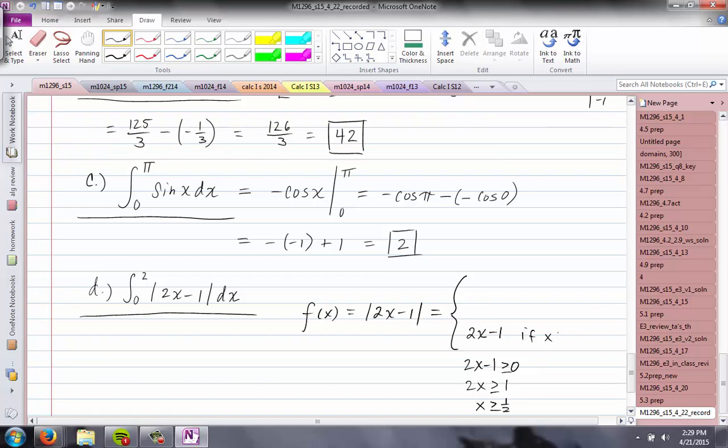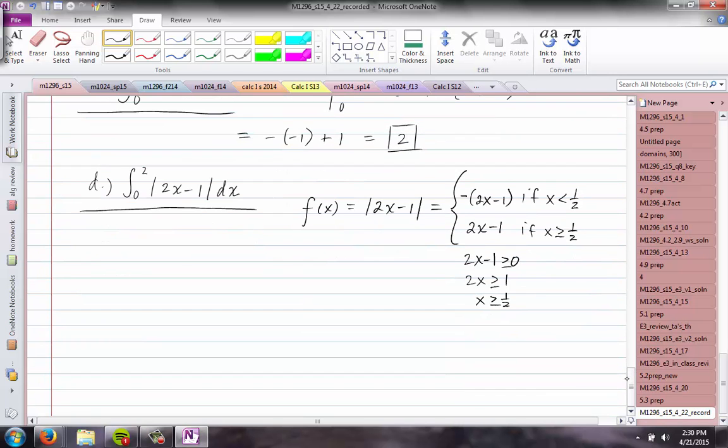So here's the result. It's 2x minus 1 if x is greater than or equal to 1/2. The other piece will be if x is less than 1/2, we get a negative value, for which we throw another negative out front, and that makes a negative times a negative, which is positive. So this is a way of getting around the absolute value function without using the absolute value symbols.